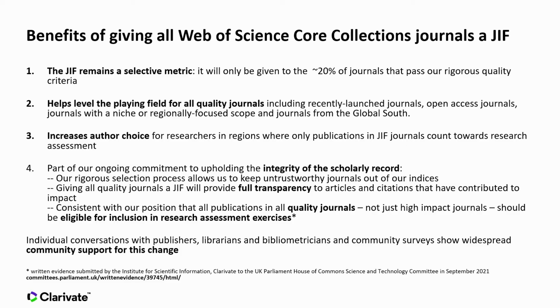So what are the benefits? Why are we doing this? Why are we giving all the journals in the core collection a GIF? First of all, I just want to note that the GIF is still a very selective metric because only around 20% of the journals that come in to be evaluated pass our criteria and enter into the core collection. The main driver for this is to really help level the playing field so that the emphasis is now on a journal being trustworthy rather than a journal being trustworthy and highly cited.